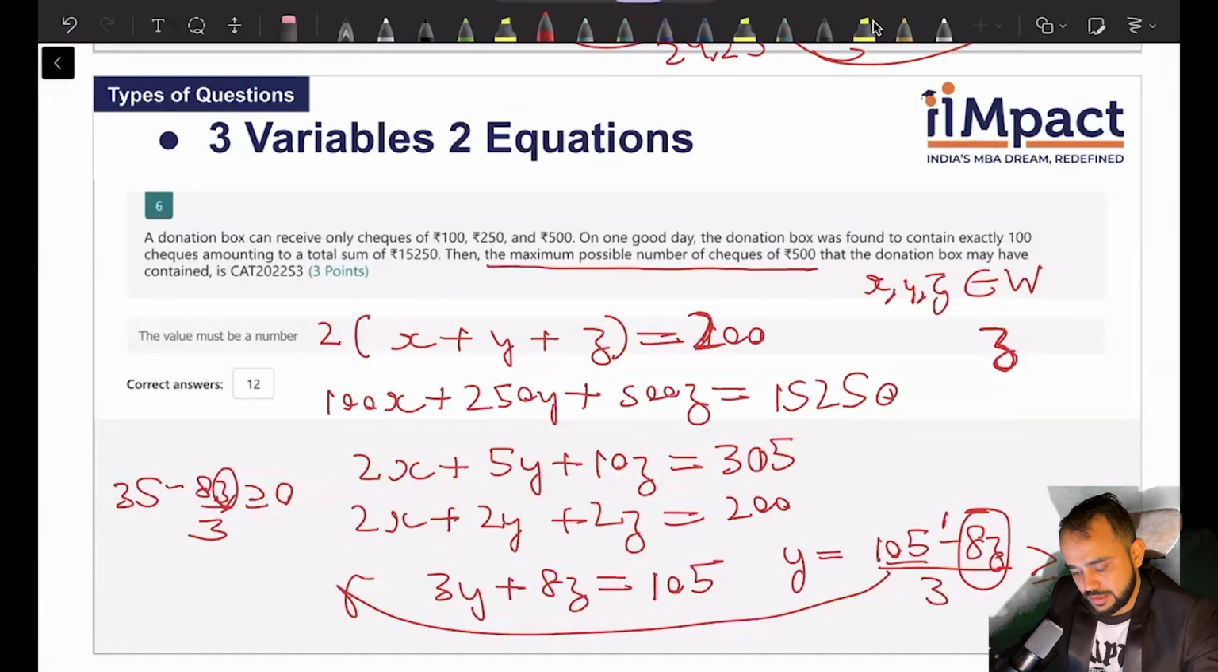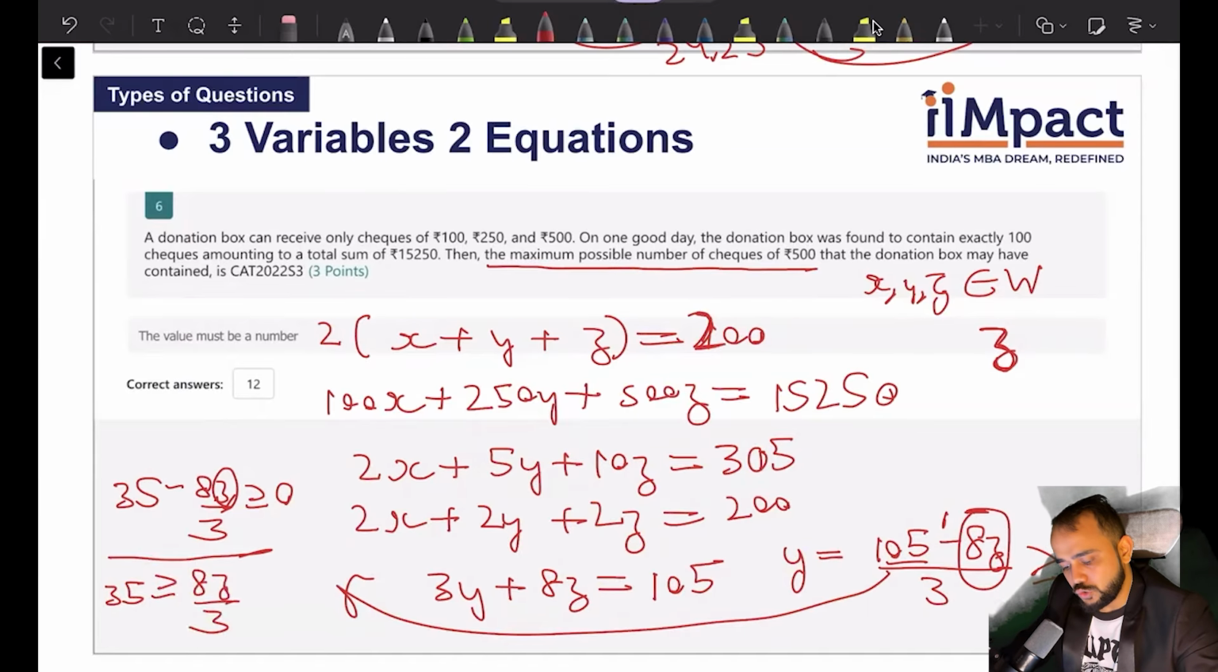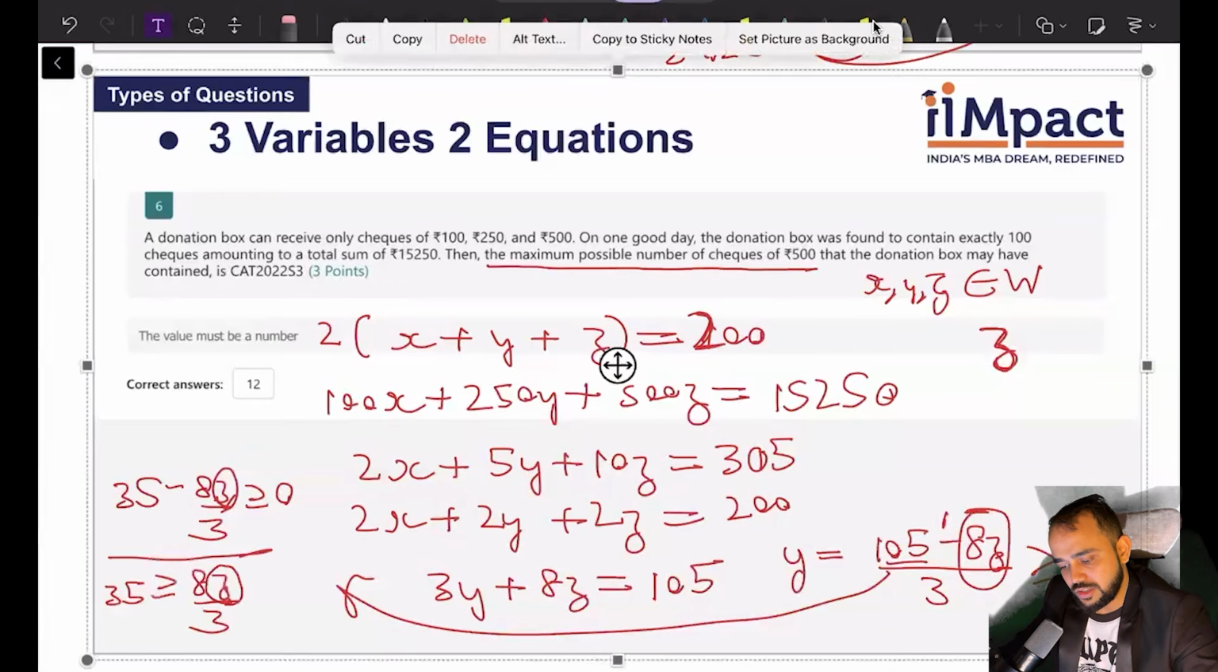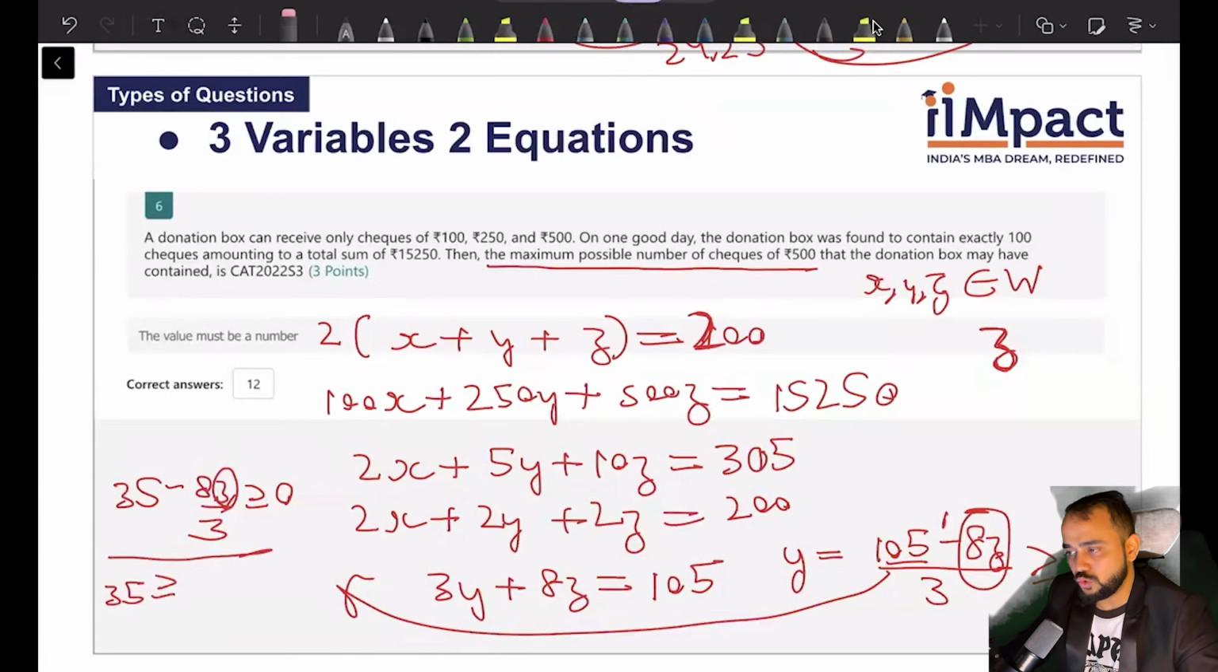Basically what we have done here is you have 35 is greater than or equal to 8z by 3. So all that remains for me to do is, I have already established that z is a multiple of 3, so I will take a value of z which gives me my answer. Or if you want, you can put it here. You can just calculate this value. You don't want to do hit and trial. So you write this as 3 into 35 by 8. You just calculate what this comes out to be. 105 by 8 is going to be 13 point something, right?